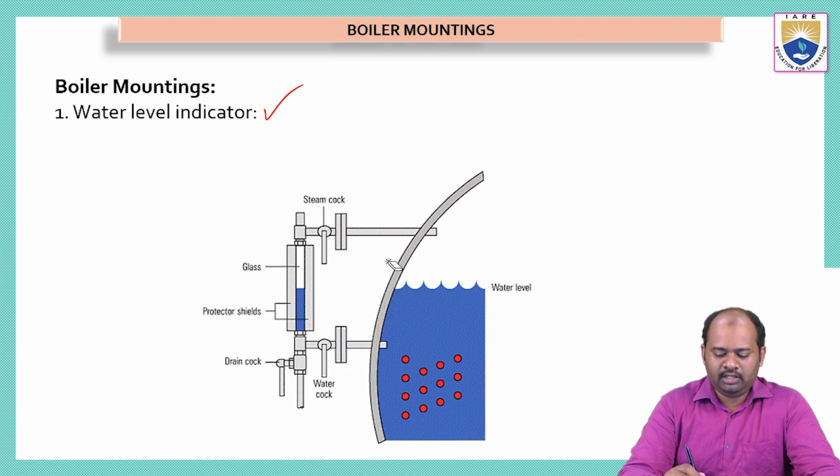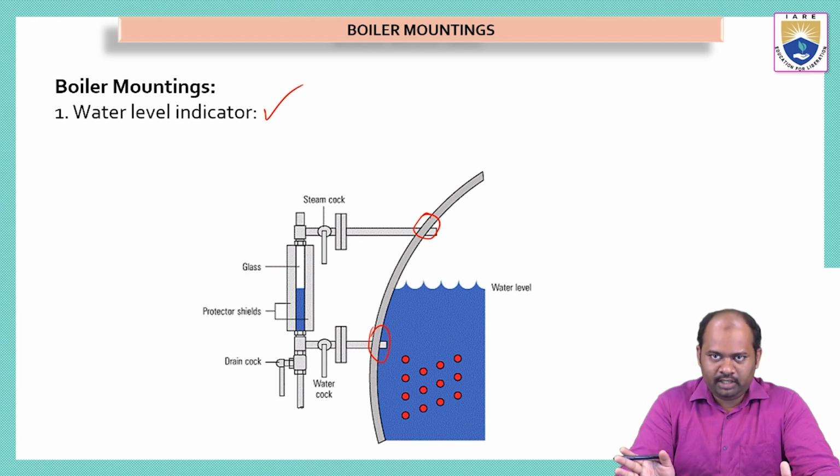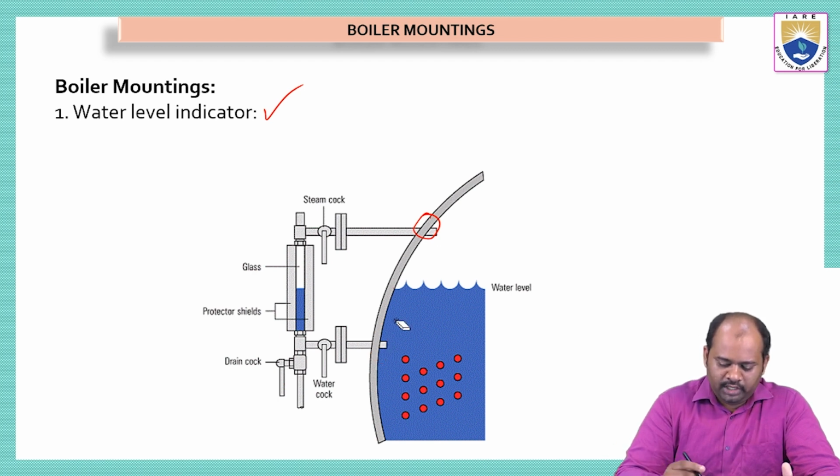Now let us understand the working of this water level indicator. Now see here, there are two pipes attached to the water level indicator into the boiler, pipe 1 and pipe 2. These two pipes are attached into the boiler tank, into the water, where the water can flow through this pipe and it can come into this indicator in this direction. It can flow up.